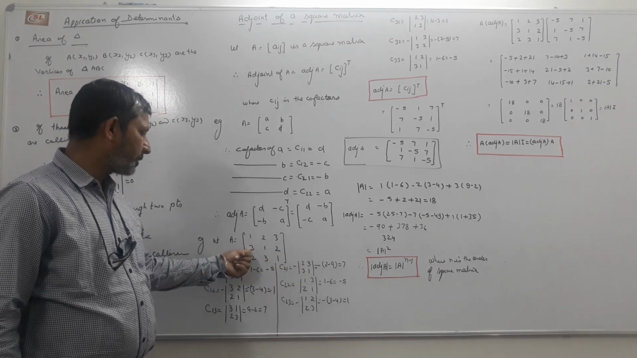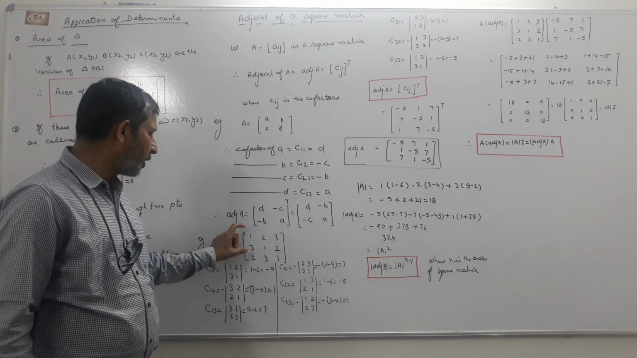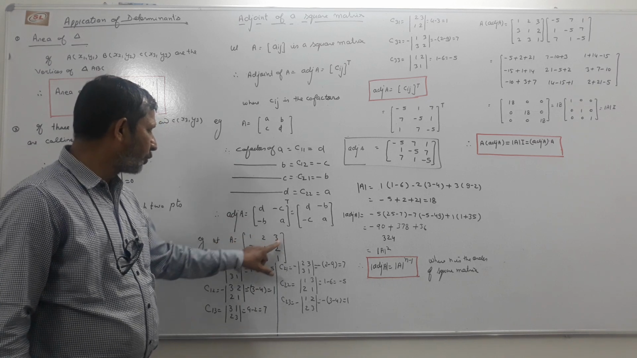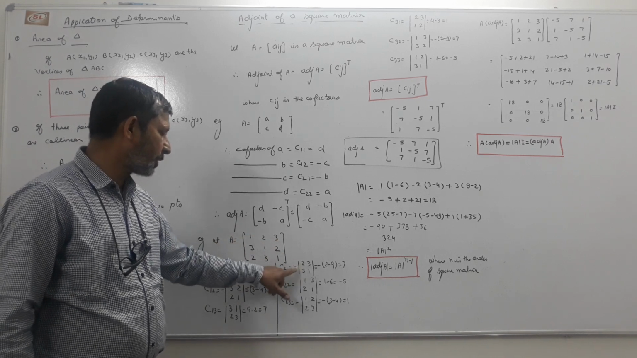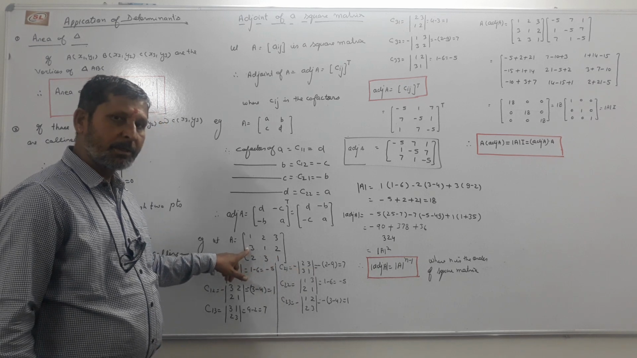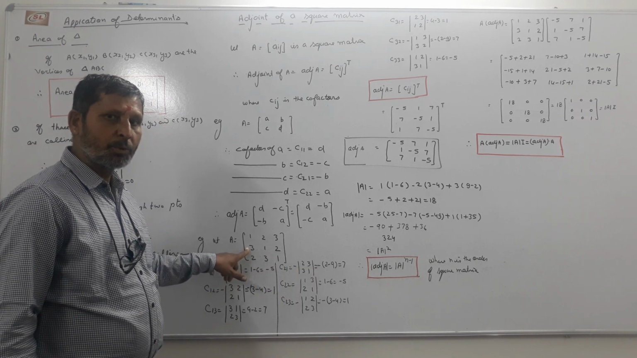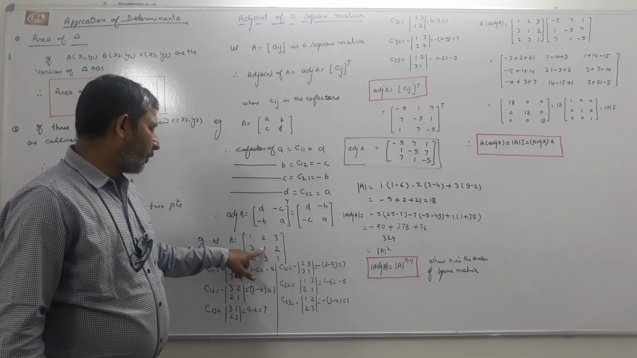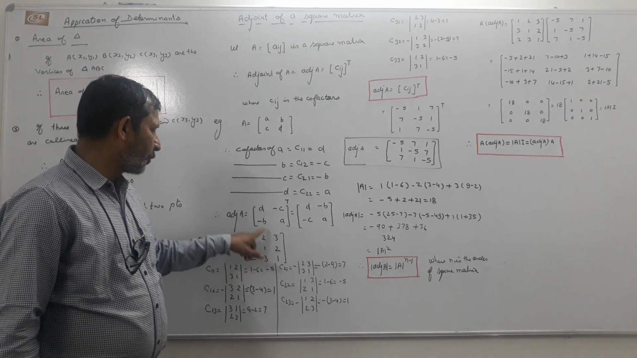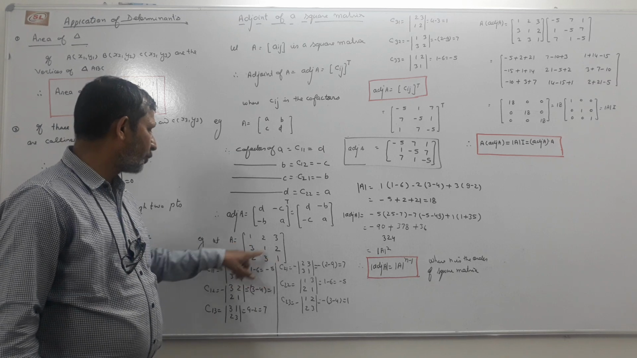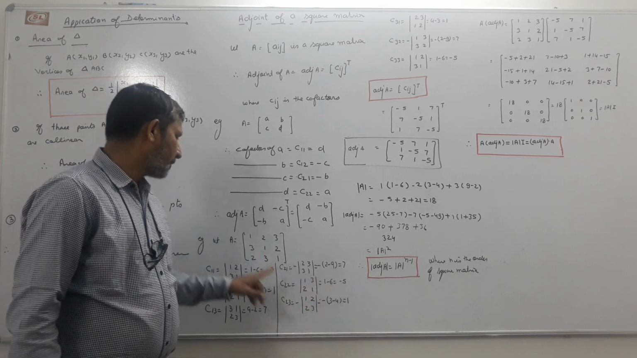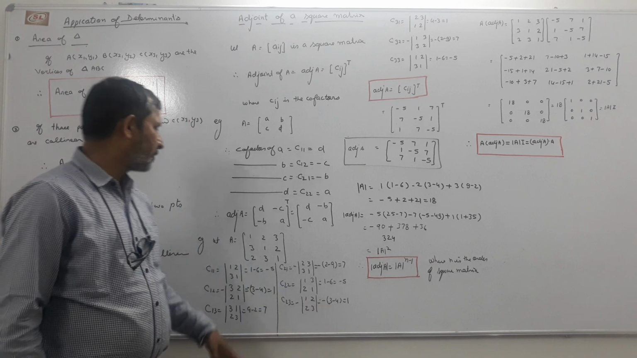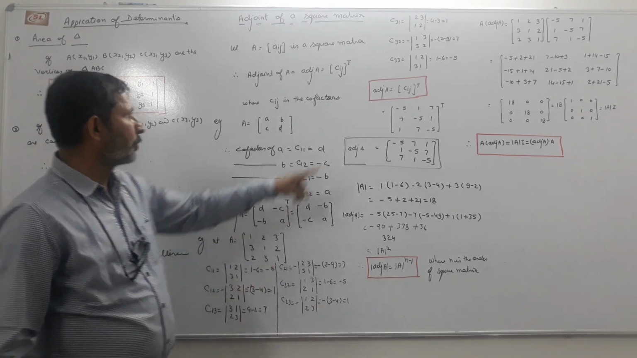Cofactor of 3: we leave this row and this column, so 2, 3 and 3, 1 remain. Simplified, the cofactor of this order is 2, 1. 2 plus 1 is 3, which is negative. Then cofactor of 1: we leave this row and this column, so 1, 1 are 1 and 2, 3 are 6. Cofactor of 2. Similarly, we find the cofactors of the third row.